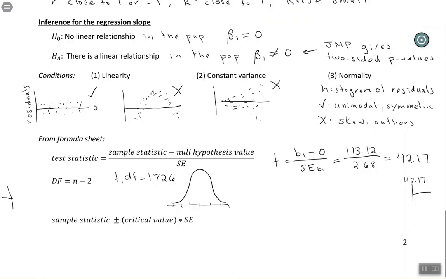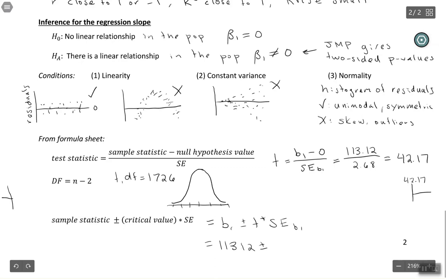So what about the confidence interval? Again, we're going to use this general formula that we've seen before. We're going to do our sample slope plus or minus t star, because this is quantitative data, times the standard error of the slope. So we're going to plug in the slope from the output, 113.12. For t star though, it's really important, we're not using this t statistic from the output. We're going to calculate that critical value in JMP.